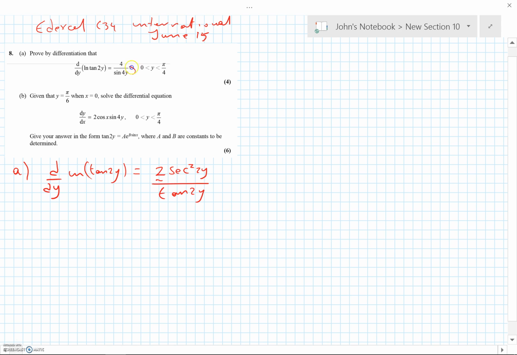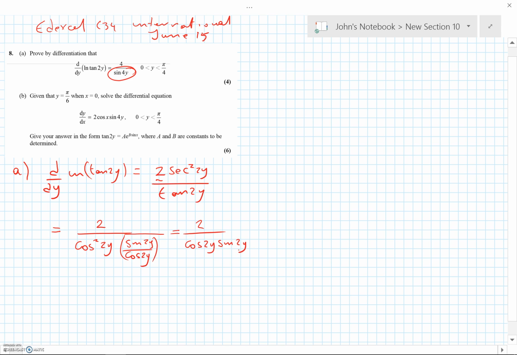I think because we're looking for sine 4y, it might be worth reverting to base functions at some point. But what I'm going to do is just keep the 2 on the top, and sec squared is 1 over cos squared on the bottom. The tan 2y, of course, is equal to sine 2y over cos 2y. I'm reluctant to write this kind of stack fraction thing, but I'll relent on this occasion. So what we can then do is just multiply this out, and we can see that on the bottom we have cos 2y sine 2y.